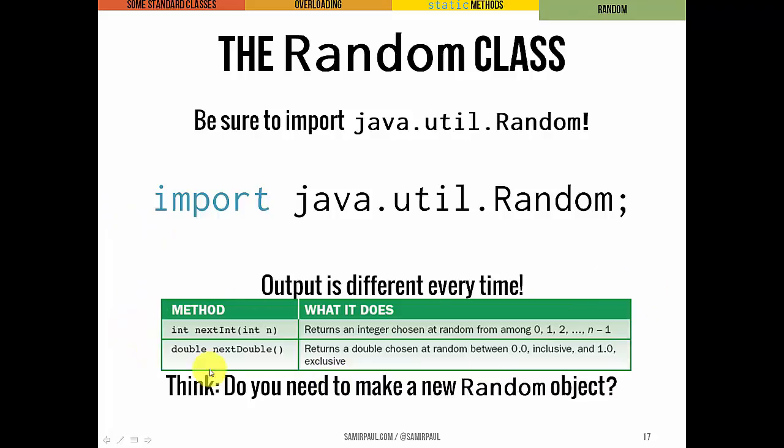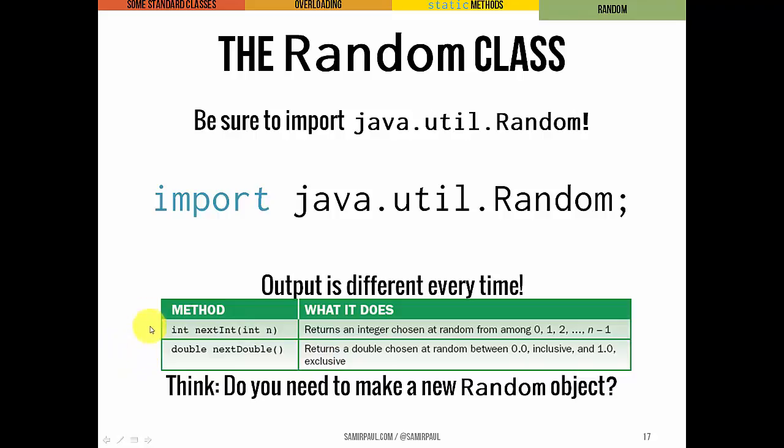These are the method signatures for two important methods of the Random class. This is int nextInt(int n). So the nextInt method takes an integer n and it returns a random integer from 0 to n minus 1. That means if I input 5, it's going to return a random integer from 0, 1, 2, 3, or 4. Okay. nextDouble takes no parameters, and it returns a double between 0.0 and 1.0. Okay, now 0.0 is inclusive, 1.0 is exclusive, so it can't actually return exactly 1.